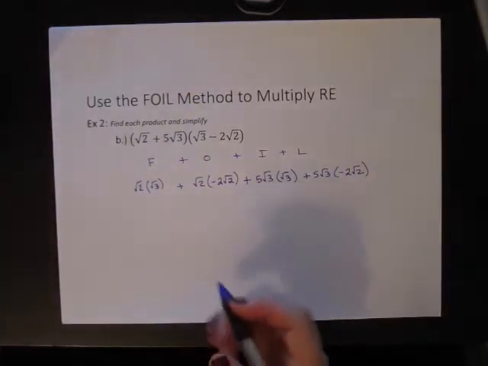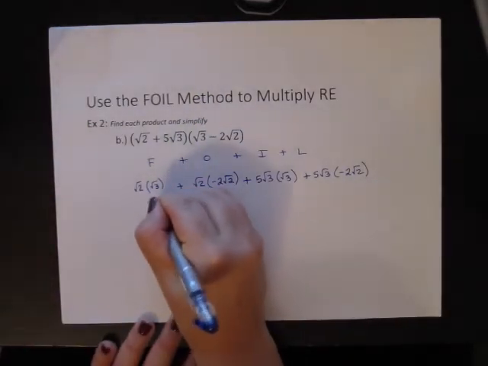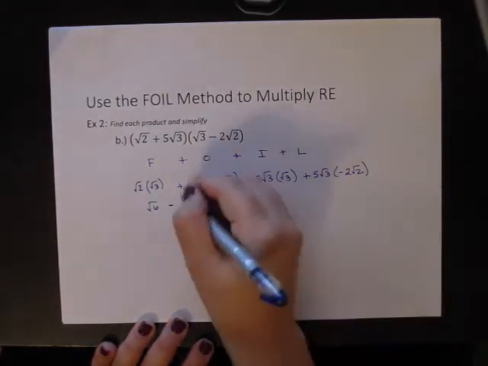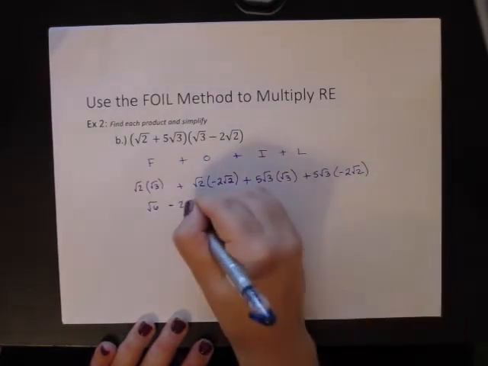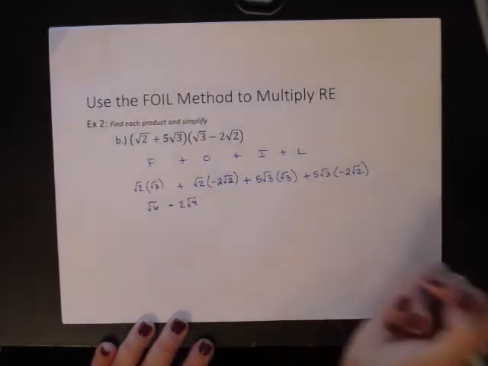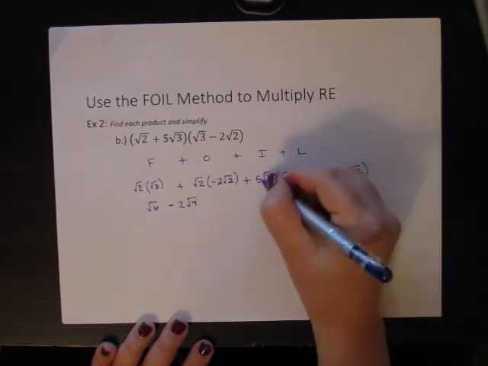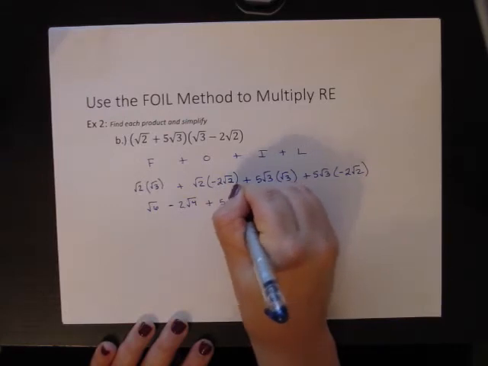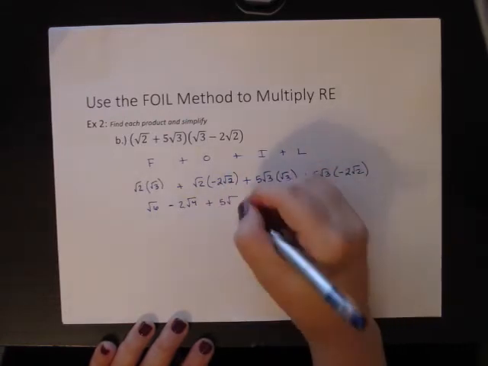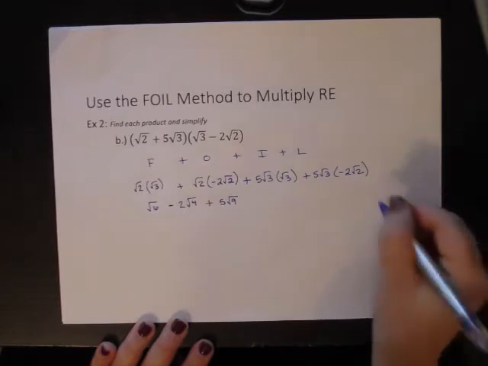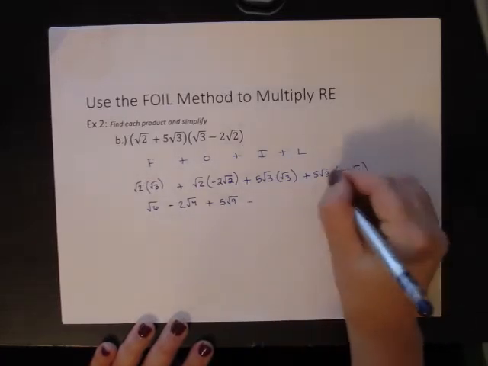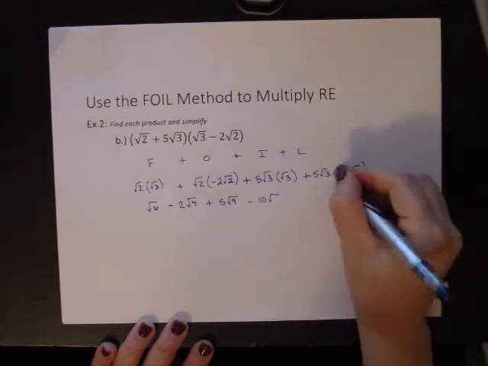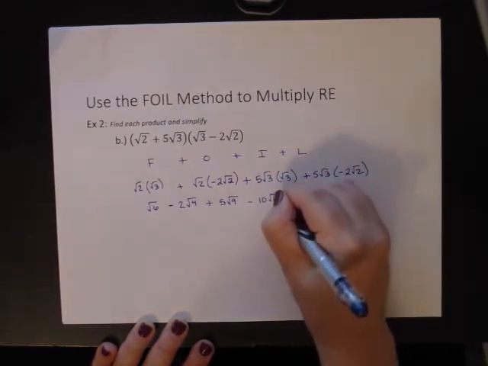Alright, now let's clean this up. Square root of 2 times square root of 3 is going to be the square root of 6. Positive times a negative is a negative. 1 times 2 is just going to be 2. Square root of 2 times square root of 2 is going to be square root of 4. Then we've got positive times a positive, so it's going to be positive. 5 times 1 is 5. Square root of 3 times square root of 3 is going to be the square root of 9. Positive times a negative is a negative. 5 times 2 is going to be 10. Square root of 3 times square root of 2 is going to be the square root of 6.